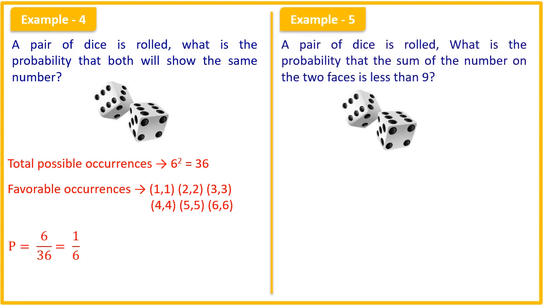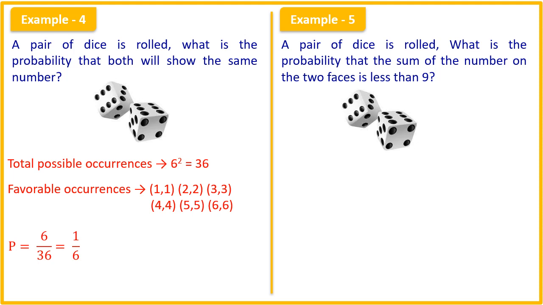Let's take a next example where it is asked: a pair of dice is rolled. What is the probability that the sum of the numbers on the two faces is less than 9? Well, what we will do here is find all the combinations which give the sum as 9 or more than 9, and those possibilities we will subtract from 1. So the remaining probabilities will be those where we get the sum as less than 9.